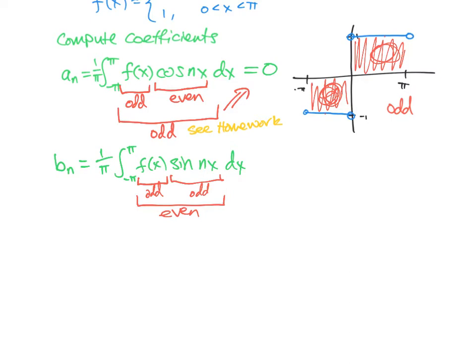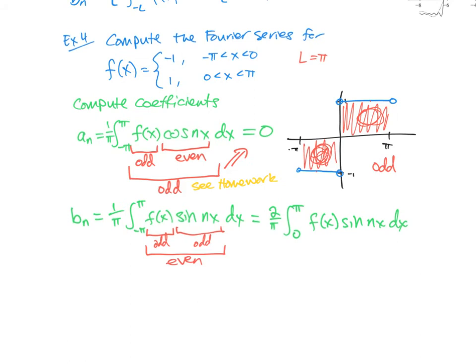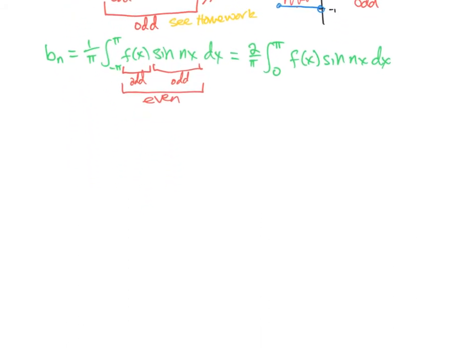And so what do we know about an even function when we integrate it from negative L to L? Well, it's just twice what you get if you integrate from 0 to L. So this is going to equal 2 over pi, integral from 0 to pi of f of x sine nx dx. And that makes it easier because we know what f of x equals from 0 to pi. It's always 1. So we can come down here and we get 2 over pi, integral from 0 to pi of sine nx dx.